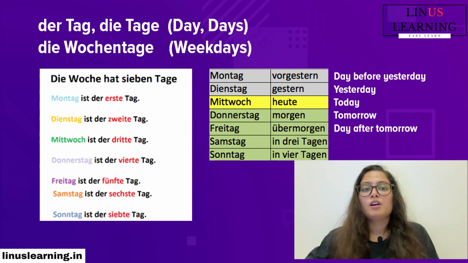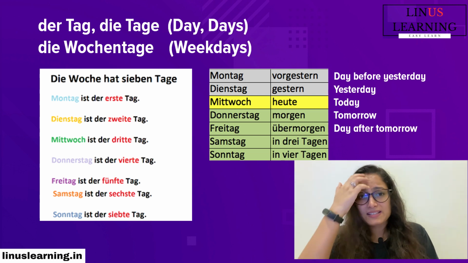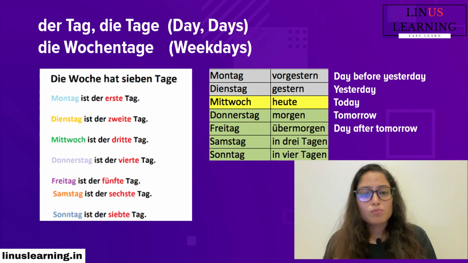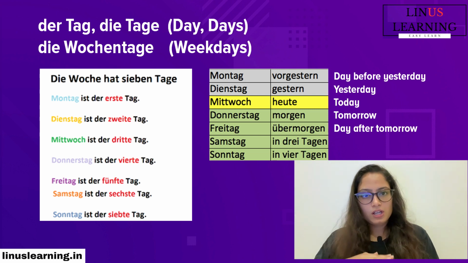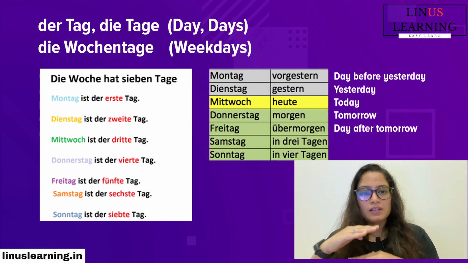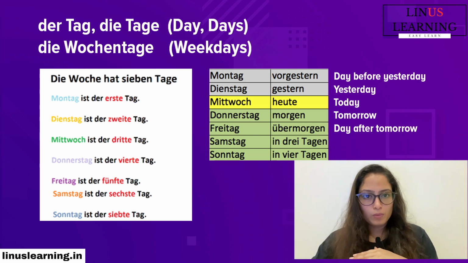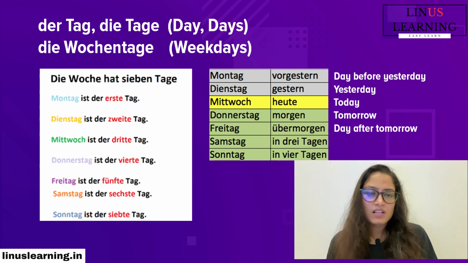Okay, so heute, gestern, vorgestern. Then tomorrow. So tomorrow is morgen. If you remember, I said Guten Morgen. So morgen is also called morning and morgen is also called tomorrow. Okay, so heute is today. Then we have morgen. Then we have übermorgen, day after tomorrow.